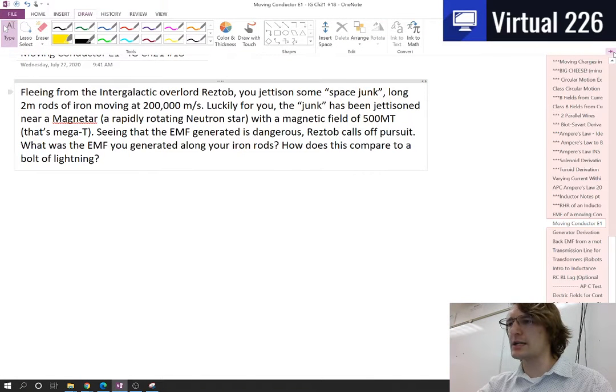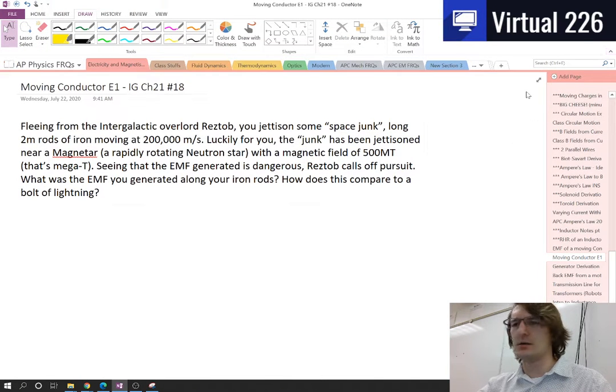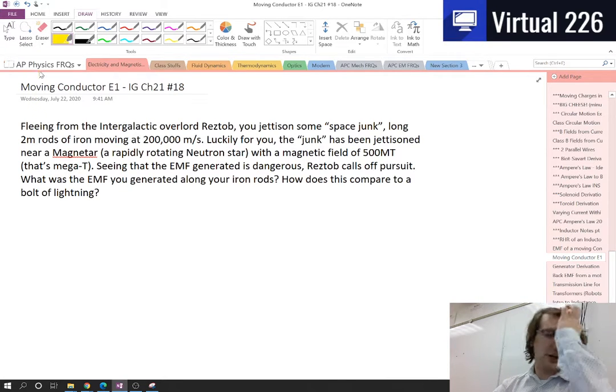Let's get ready to rumble. Okay, so here we're looking at a moving conductor problem, which is going to generate an EMF.